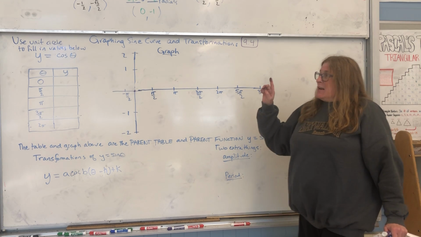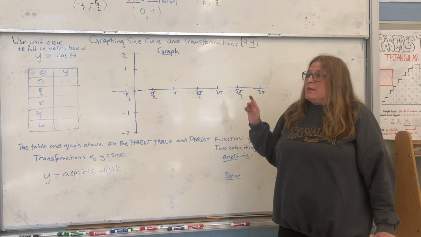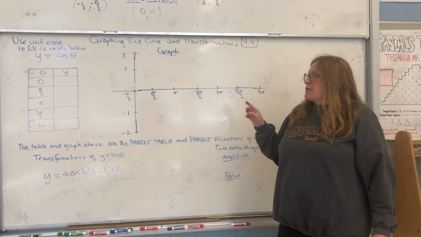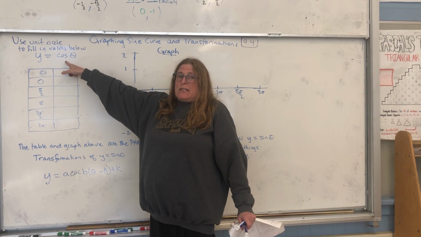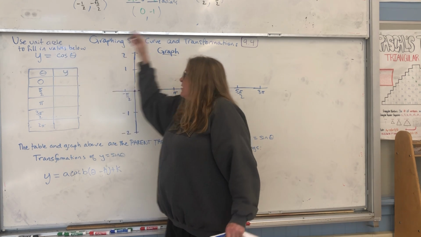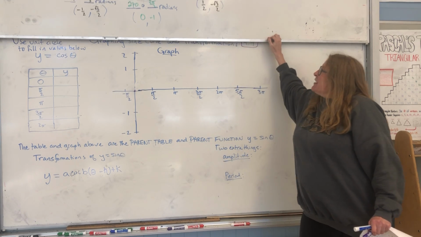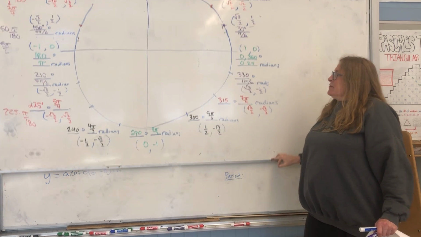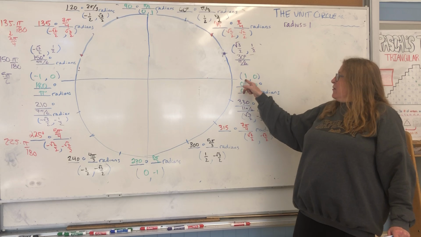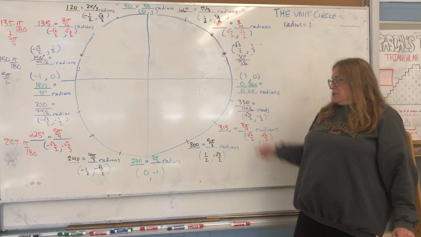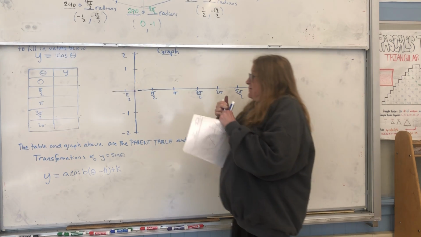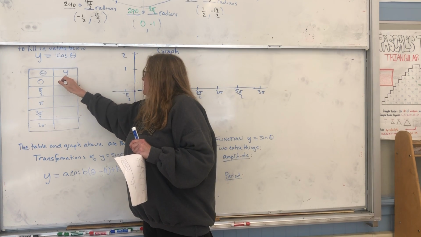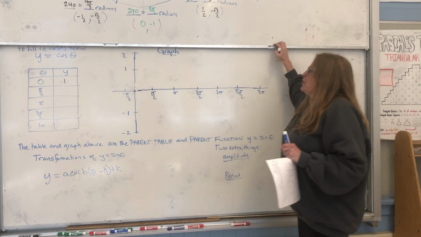So remember, last time the first thing we did was generate the parent table by looking at the unit circle. If you guys remember, cosine is the x-coordinate of any point on our unit circle. So let's go to 0 on our unit circle and find the cosine of 0. Here's 0. The cosine is the x-coordinate, so the cosine of 0 is going to be 1.